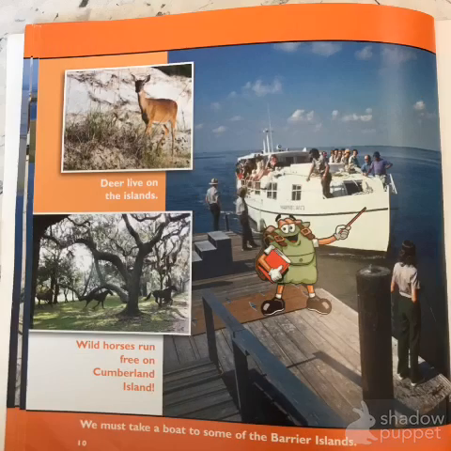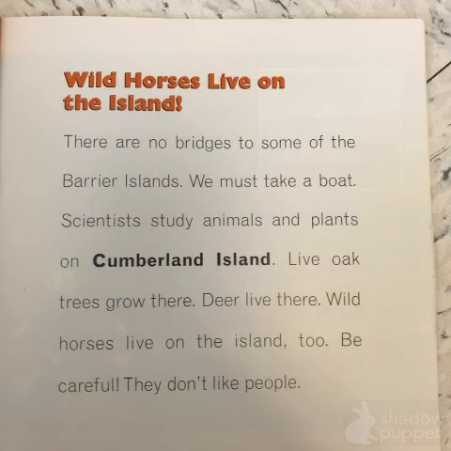Deer live on these islands. Wild horses run free on Cumberland Island. We must take a boat to some of the barrier islands. Wild horses live on the island. There are no bridges to some of the barrier islands. We must take a boat. Scientists study animals and plants on Cumberland Island. Live oak trees grow there. Deer live there. Wild horses live on the island too. Be careful, they don't like people.